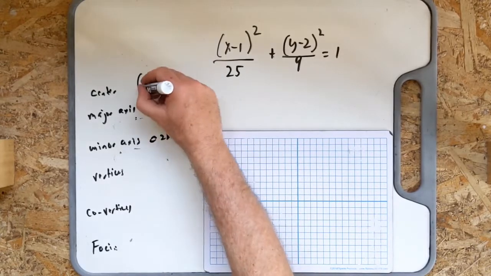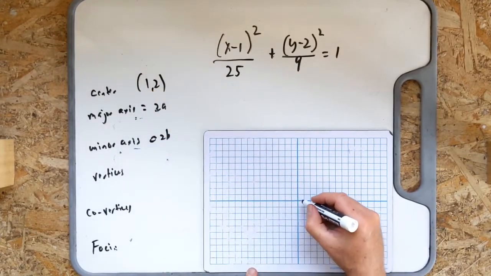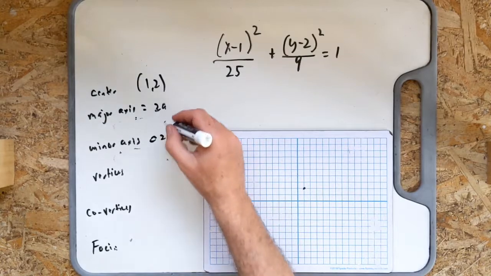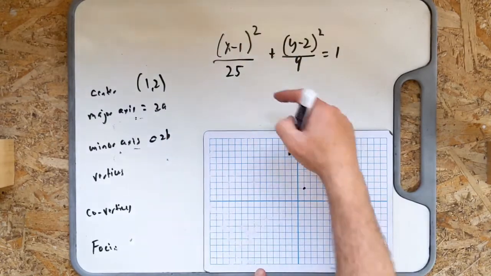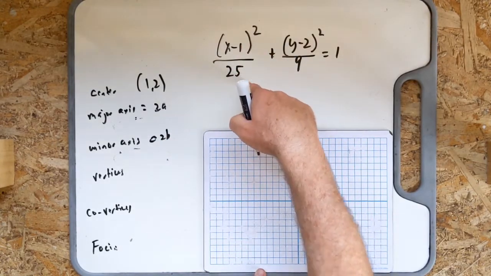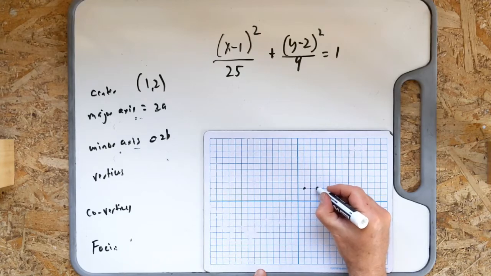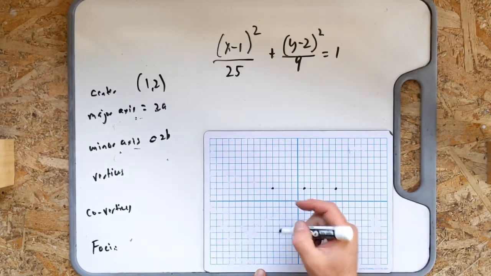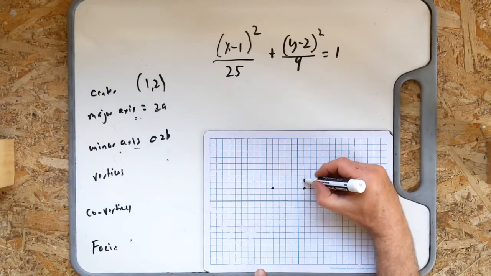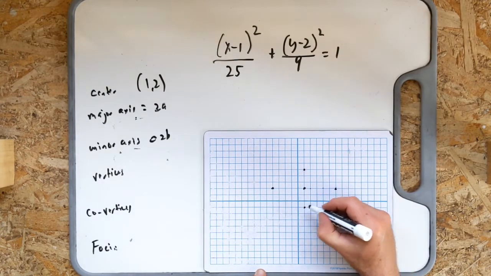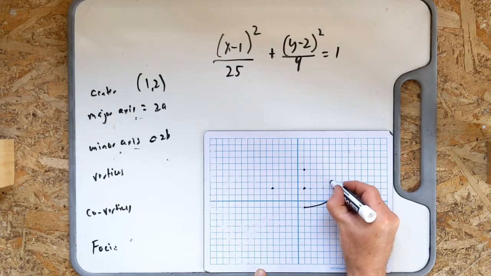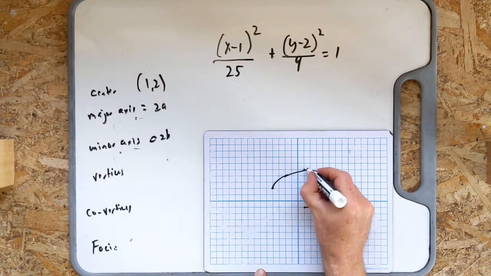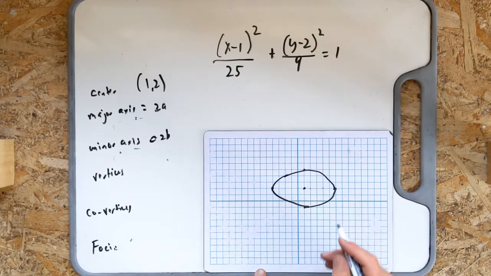Okay, the center, let me erase this out here. The center is 1, 2. The major axis, let me just draw it first actually, where this is 5 squared. So we're going along the x-axis 5, 2, 3, 4, 5, and the y-axis is 3 and 3. Draw a crude graph here. It's hard to make these not look like potatoes. Okay, so there's my graph.